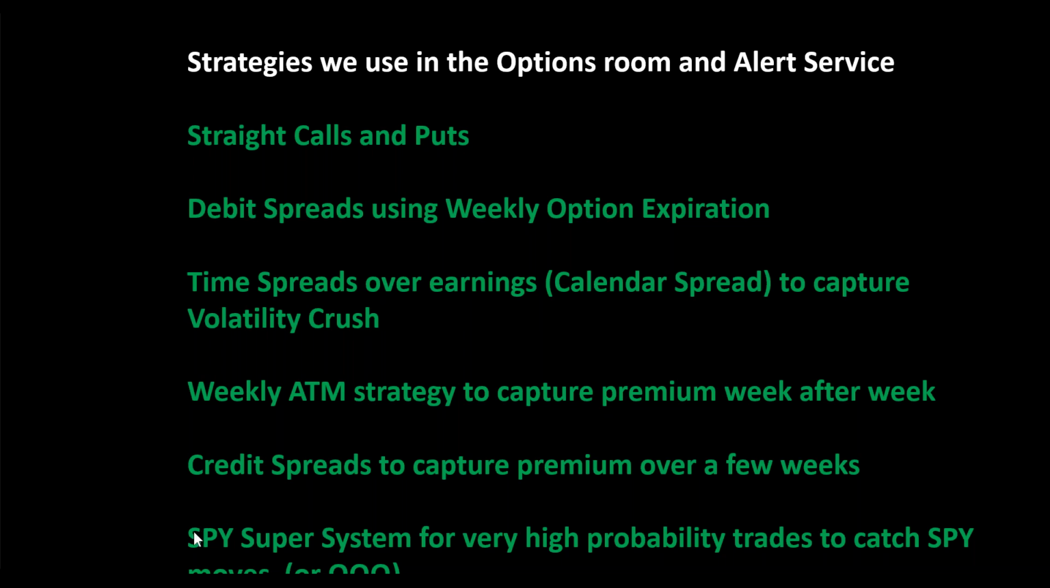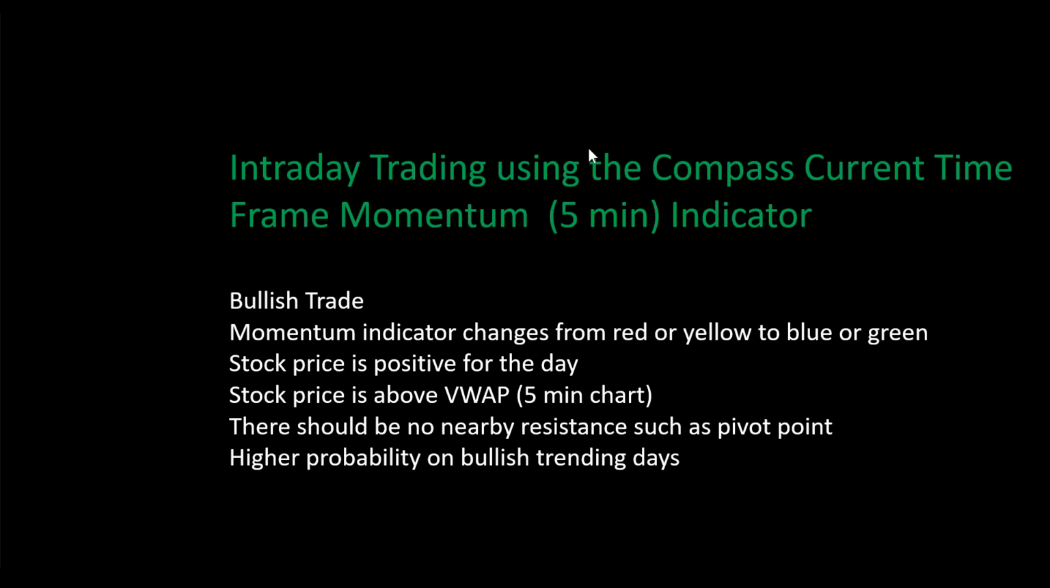And I do also a thing called the SPY super system, which I'm going to show you because this applies to stocks as well as the SPY and the Qs. So you see what I've got down here. This is intraday trading using the Compass current time frame momentum 5-minute indicator. This is what the SPY super system uses, and you can use the same thing for stocks, right? And I'll show you that. Basically, for a bullish trade, you want the momentum indicator to change from red or yellow to blue or green.